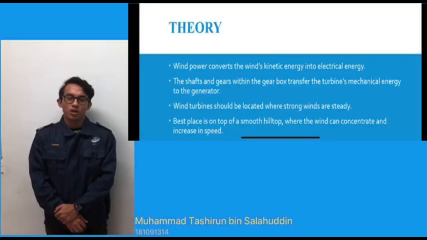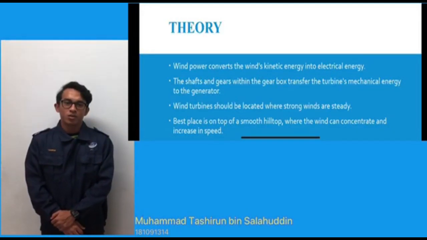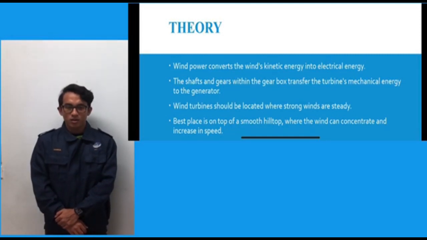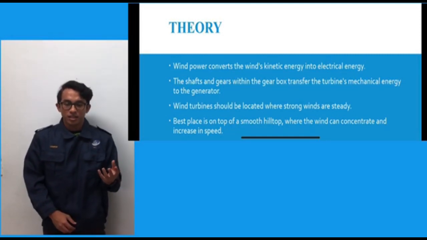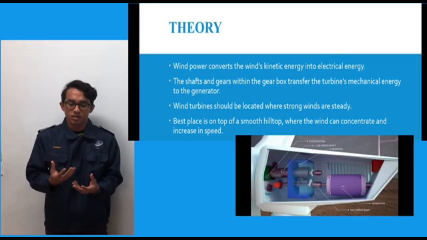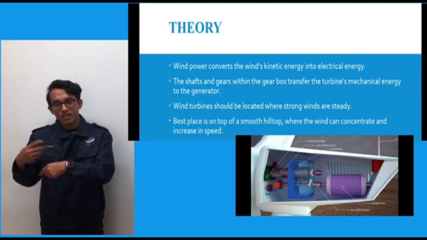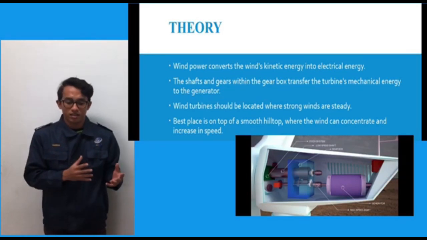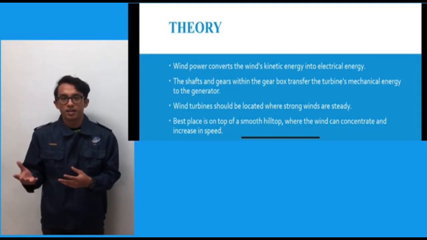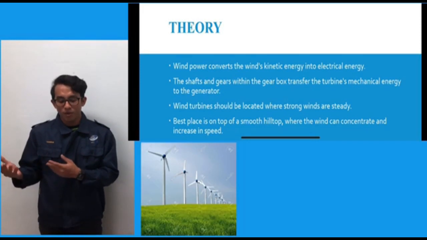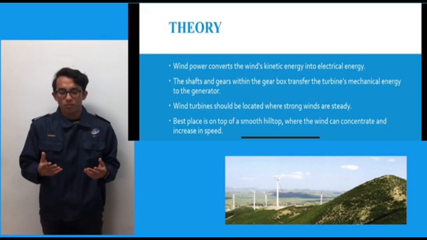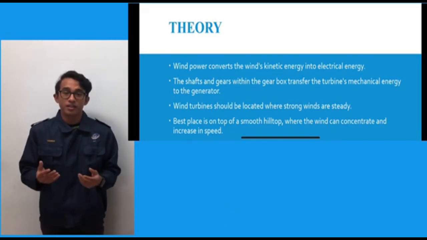Assalamualaikum. My name is Muhammad Tashirul. Today we will be talking about the theory of wind turbine. Wind power converts the wind kinetic energy into electrical energy. The shaft and the gear within the gearbox transfer the turbine mechanical energy to the generator. A wind turbine should be located where strong winds are steady, such as in an open field. The best place is on top of a smooth hilltop where the wind can concentrate and increase its speed.